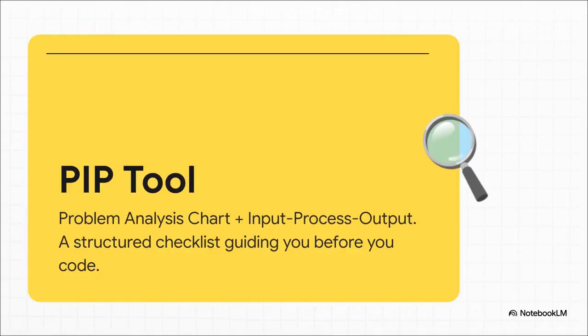So what is this thing? Well, PIP stands for Problem Analysis Chart, and at its heart is a simple idea. Input, process, output. That's it. It's basically a checklist, a guide that forces you to ask the right questions before you start coding. It's like planning your route on a map before you start driving.